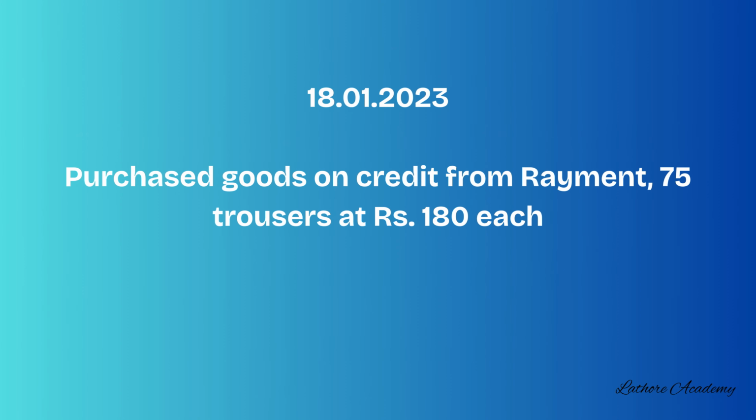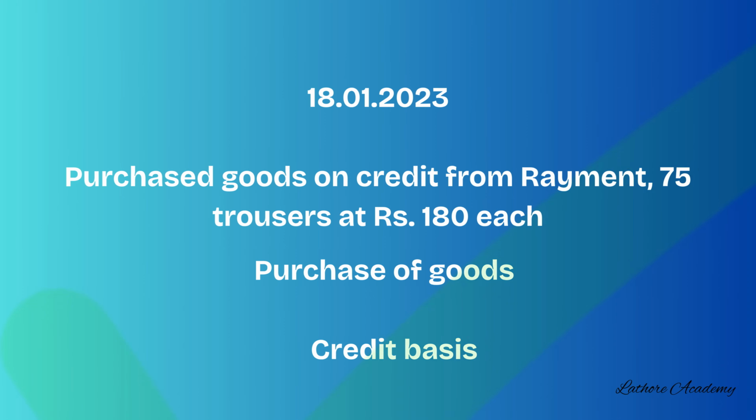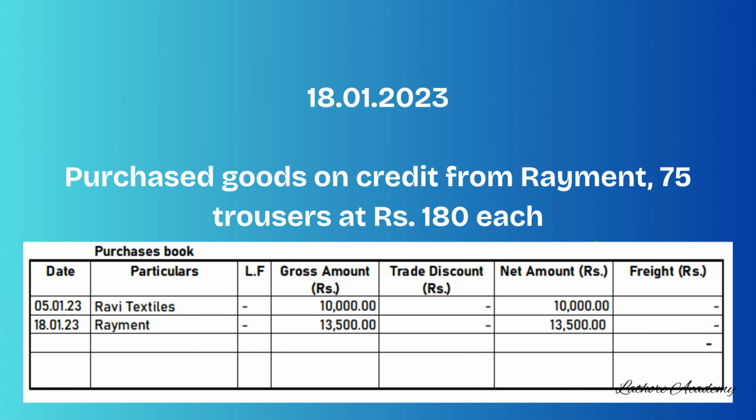Third transaction, on 18th January, purchased goods on credit from Raymond. Since it is goods and it is also a credit transaction, this will appear in the purchase book.